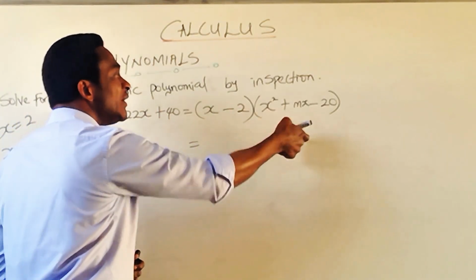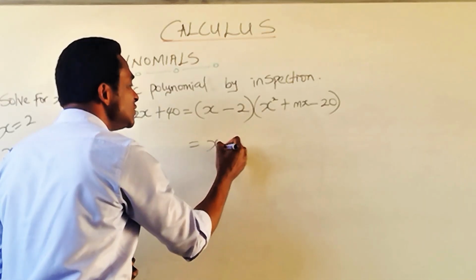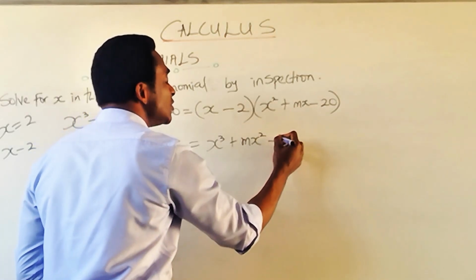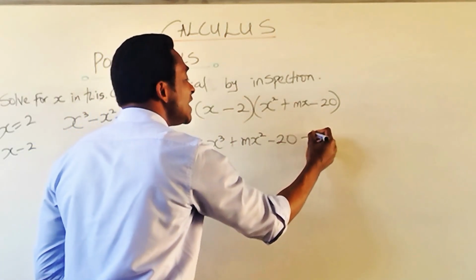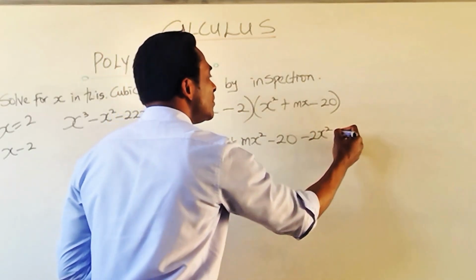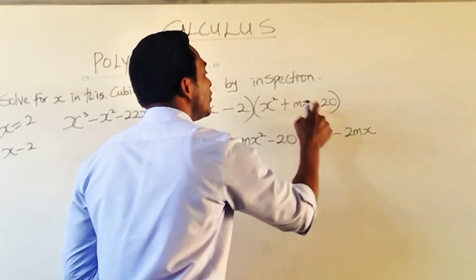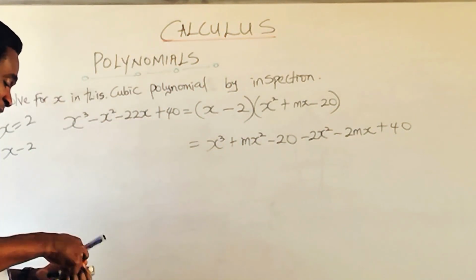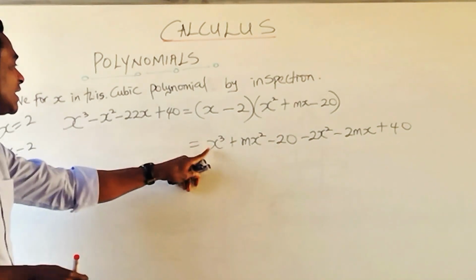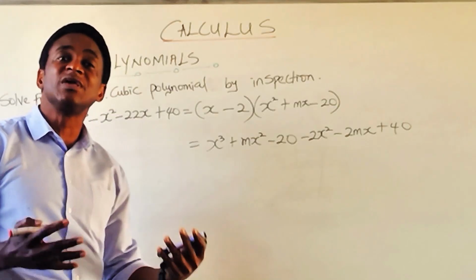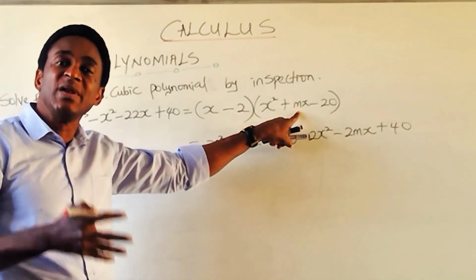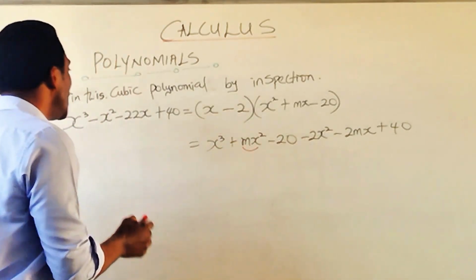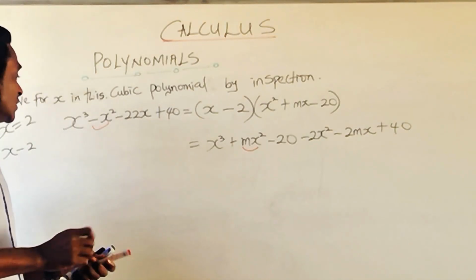Now let's go. Using our distributive property, we start multiplying. This will give us x cubed plus x squared minus 20x, and this will give us negative 2x squared minus 2mx plus 40. The constant term must be equal to the constant term. Now let's start pairing them. If we look at this, we have x cubed and x cubed, but because we are looking for the value of m to complete the parabolic function, we focus on that. So I'm going to go to x squared.